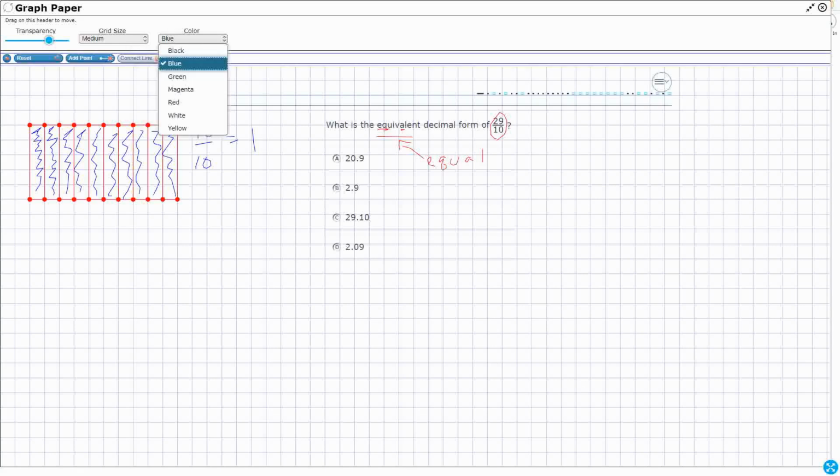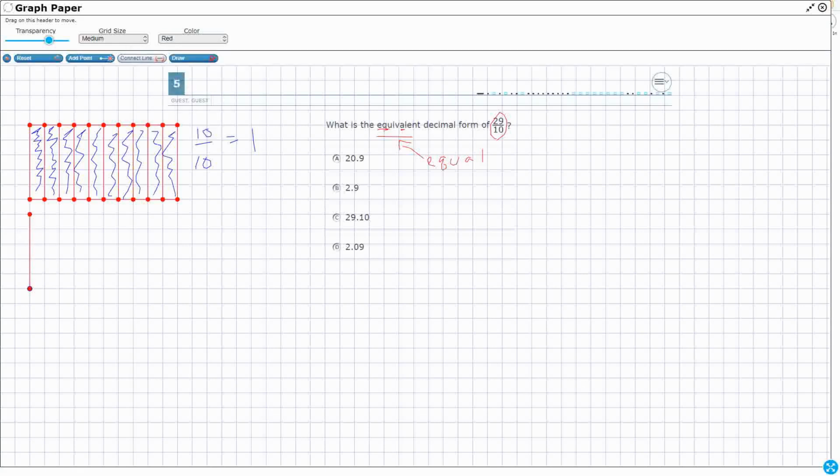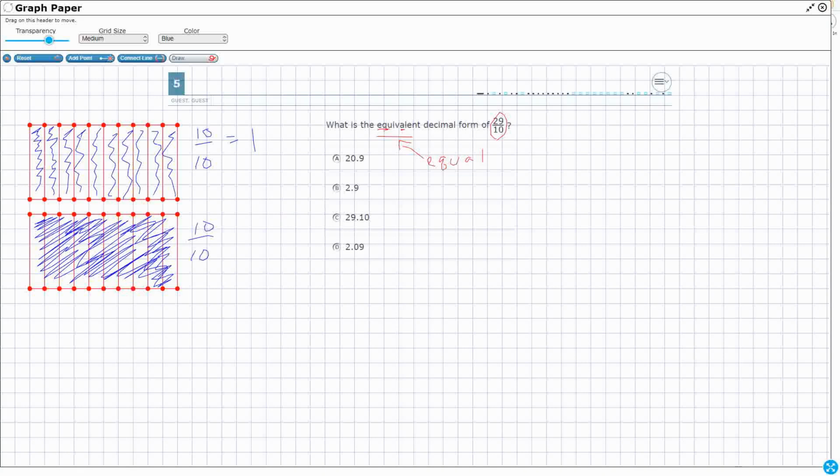All right, so I need another one of these. Let's see if I could do another one of these. And you notice that's not even going to get us what we need. If I were to connect all of these, that would give me another 10/10. So I'm just going to quickly shade over this whole thing, because hopefully you see that's another 10/10. That's only going to get me to 20/10. So this is another 10/10. So these two together equals 20/10 or 2.